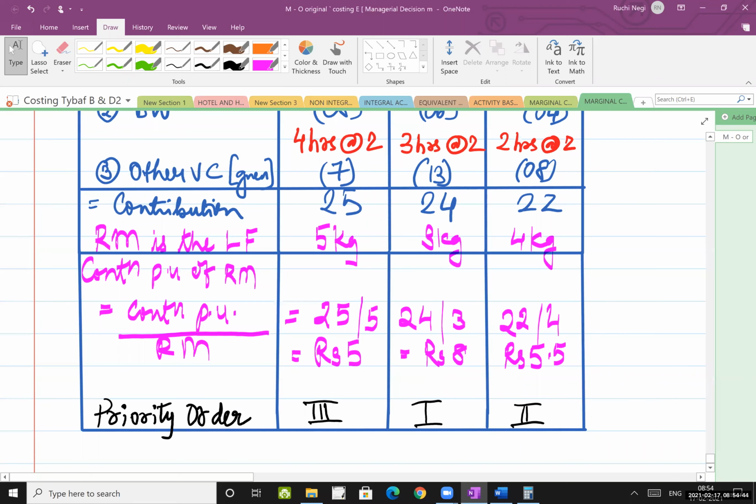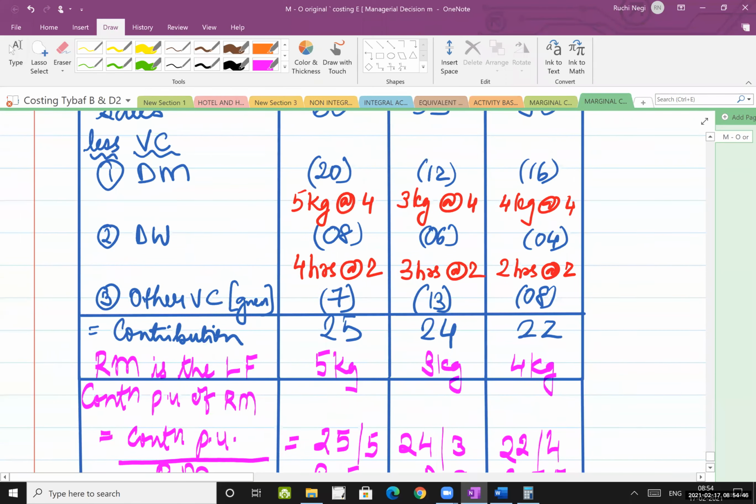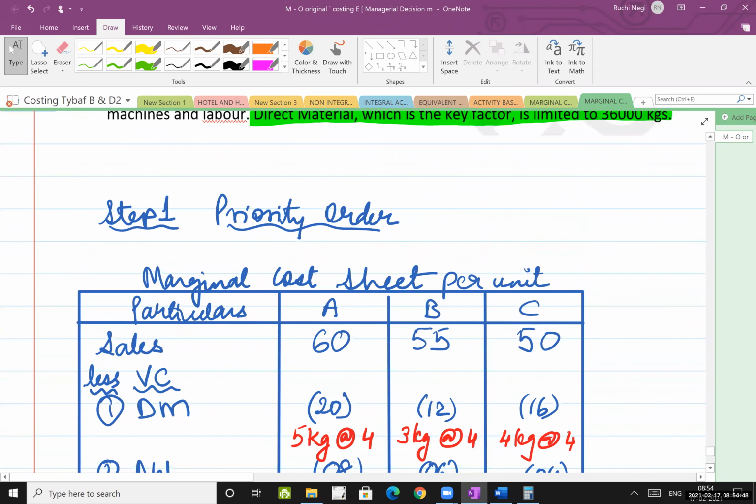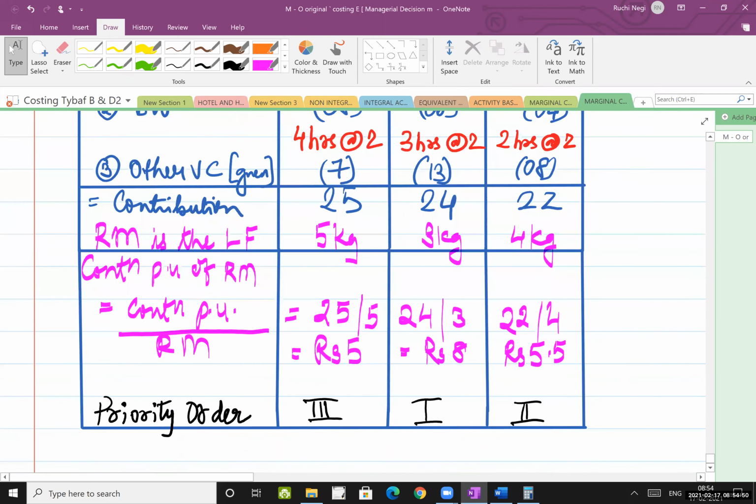So the first step is clear to everyone. Step 1, where you are giving ranking to the product. Okay. So one thing to remember.